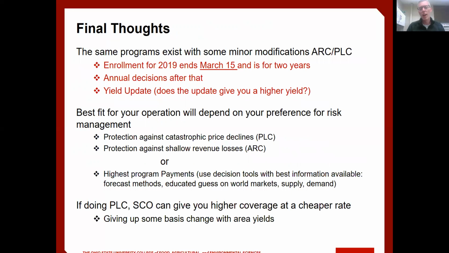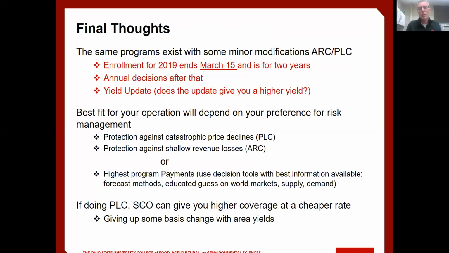And then just a final thought. The same programs exist for ARC and PLC with some minor modifications, and we went through that. Enrollment for 2019 and really 2020 goes through March 15th. It's a 2-year decision, and you need to make that decision before March 15th. If you do not, you give up your right to make a decision and you lose your 2019 payment. It becomes an annual decision after that. There is a yield update. It is the owner of the land's responsibility. Does the update give you a higher yield? That's what we think will decide whether you choose to take the update or not.